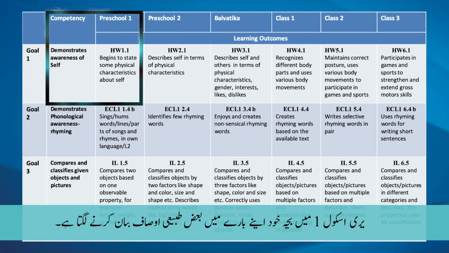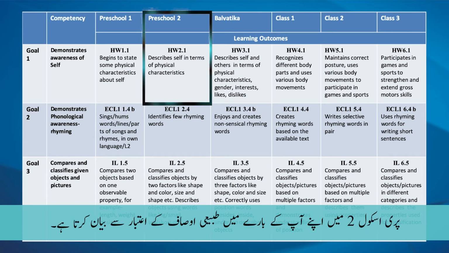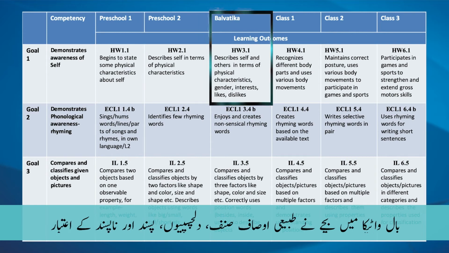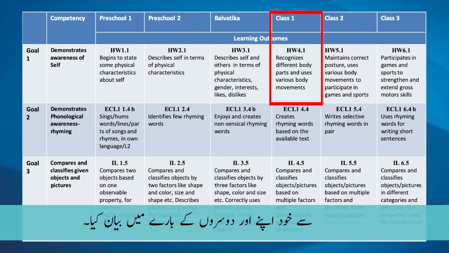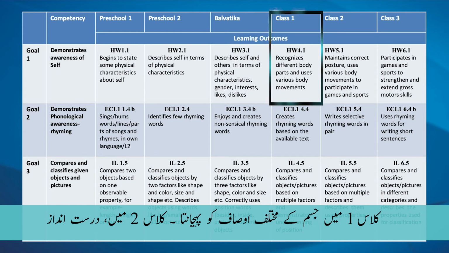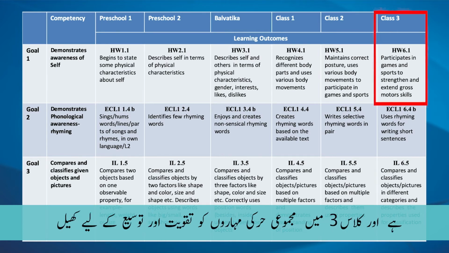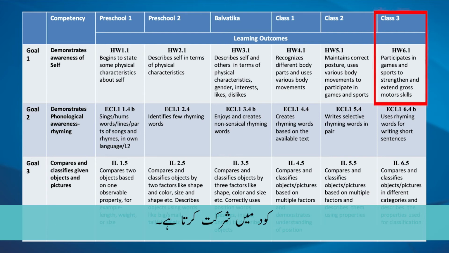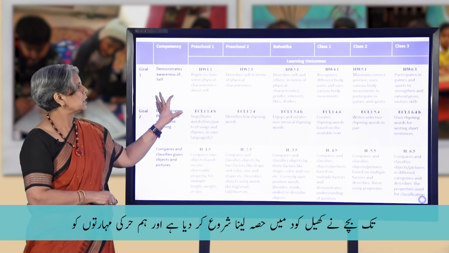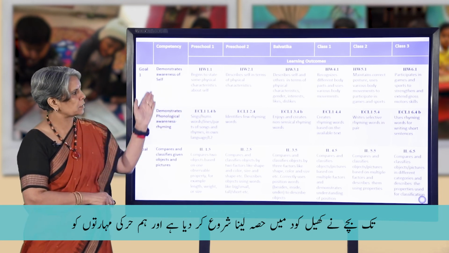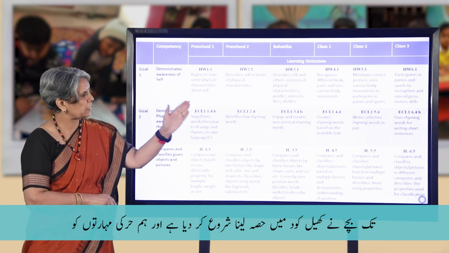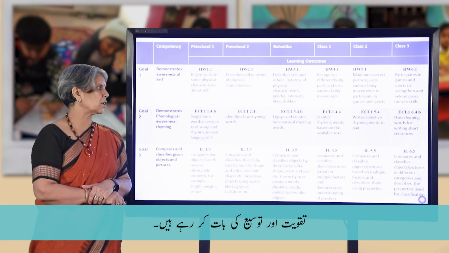In preschool 1, the child begins to state some physical characteristics about self. In preschool 2, describes self in terms of physical characteristics. In Balvatika, the child describes self and others in terms of physical characteristics, gender, interests, likes and dislikes. In class 1, recognizes different body parts and uses various body movements. In class 2, maintains correct posture, uses various body movements to participate in games and sports. And in class 3, participates in games and sports to strengthen and extend gross motor skills. So, we see that right from beginning to state some physical characteristics, the child has started taking part in games and sports, and we are talking about the strengthening and extending of the gross motor skills.